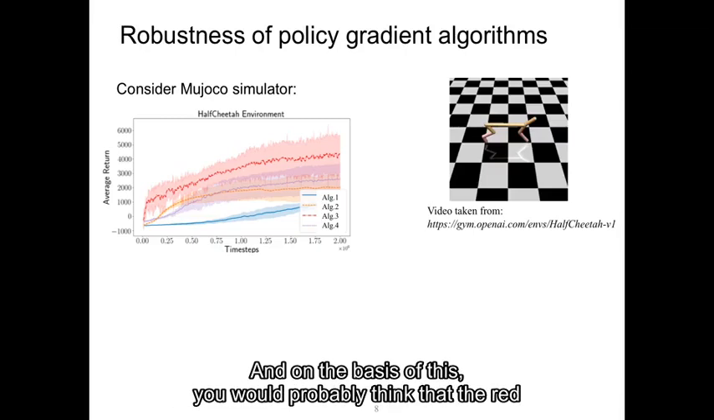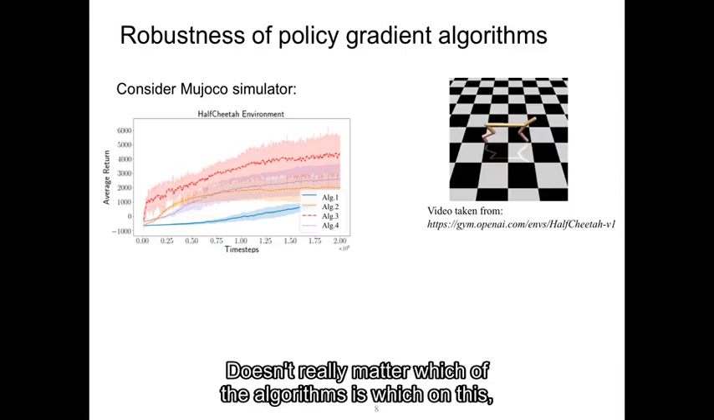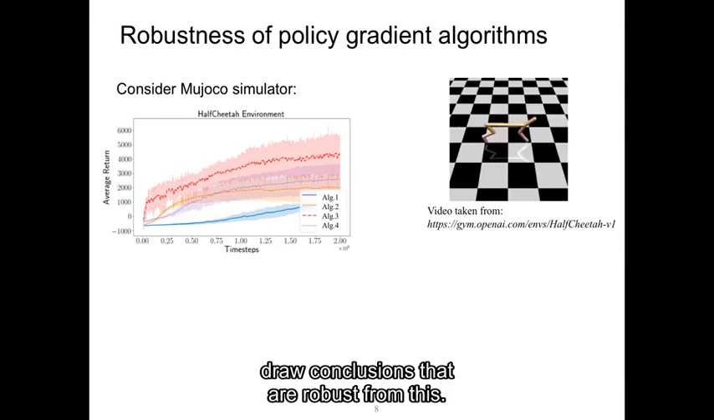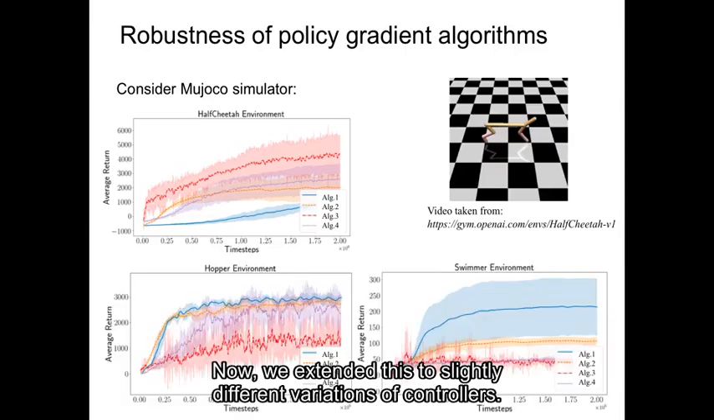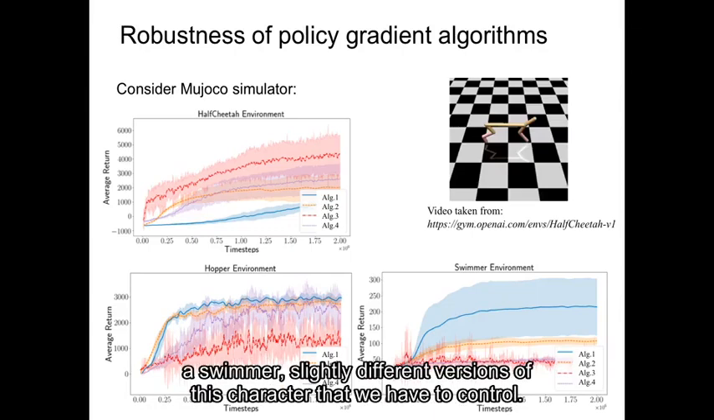On the basis of this, you would probably think that the red algorithm is doing quite a bit better than the others. It doesn't really matter which of the algorithms is which here. Really, our message is about how we do a fair comparison and draw robust conclusions from this. So based on this one, it seems the red algorithm is doing better. Now, we extended this to slightly different variations of controllers. There's another example, which is a hopper, and another one called a swimmer, slightly different versions of this character that we have to control.